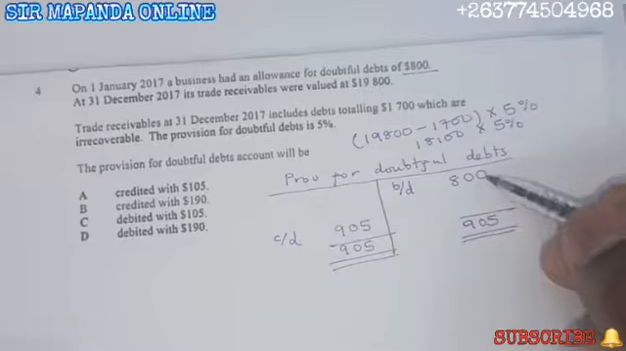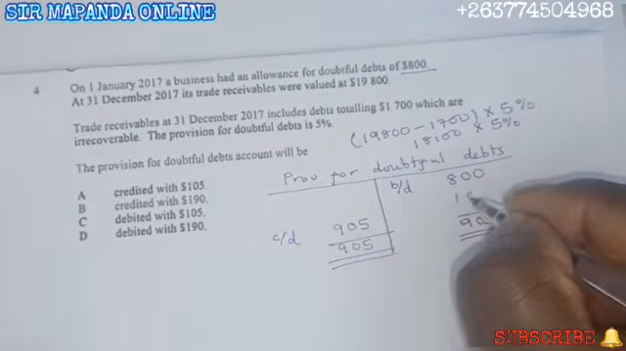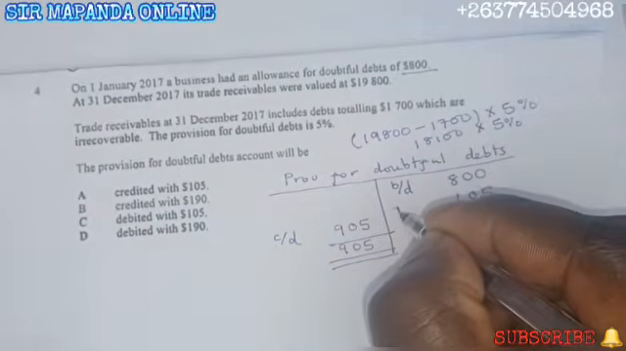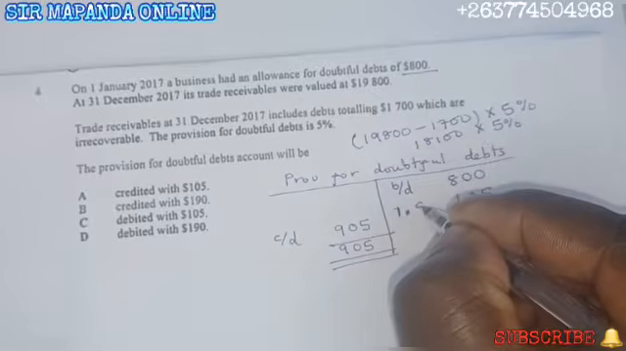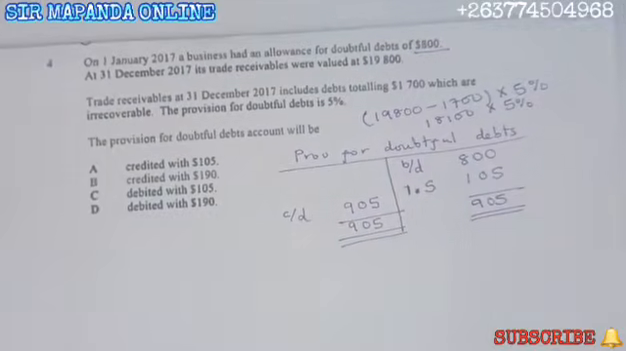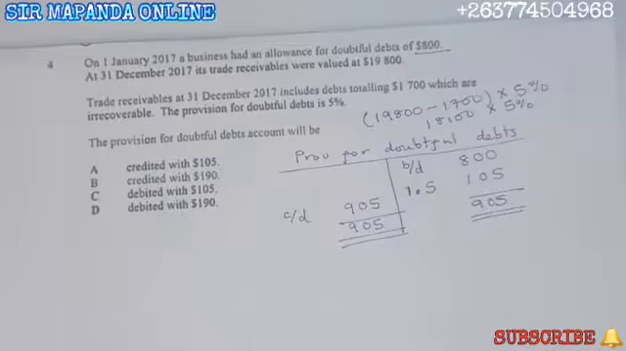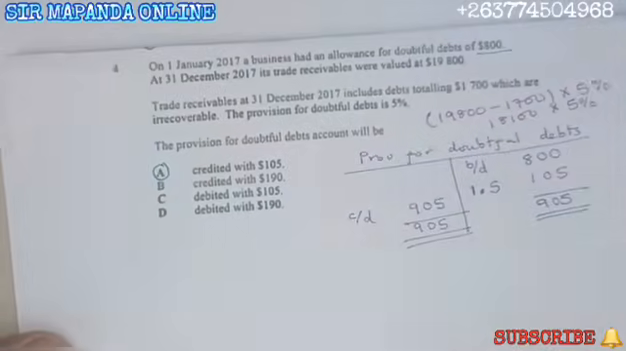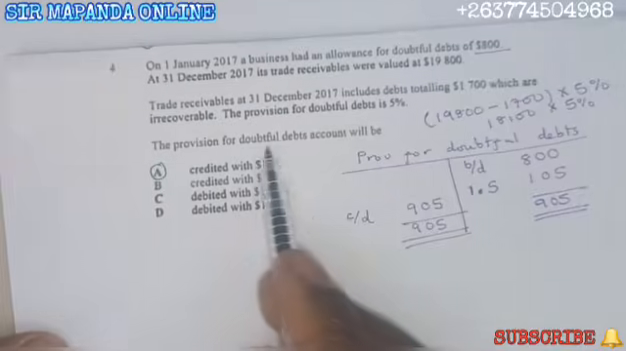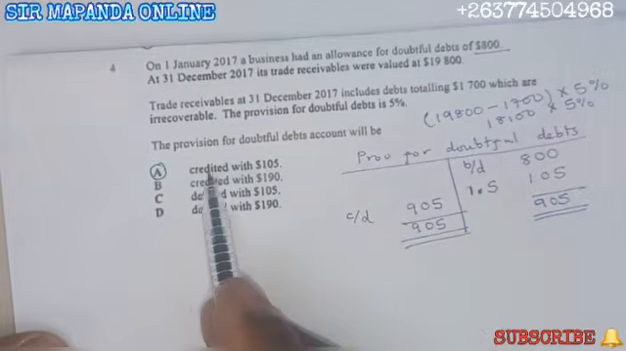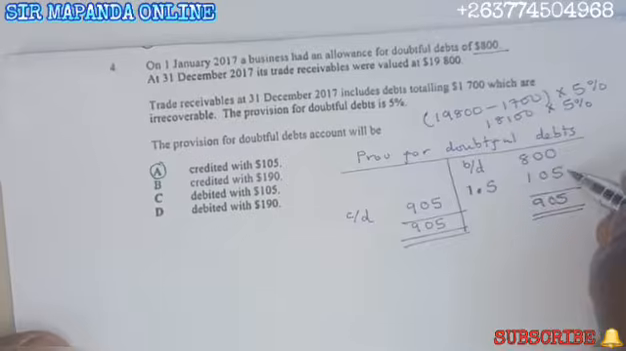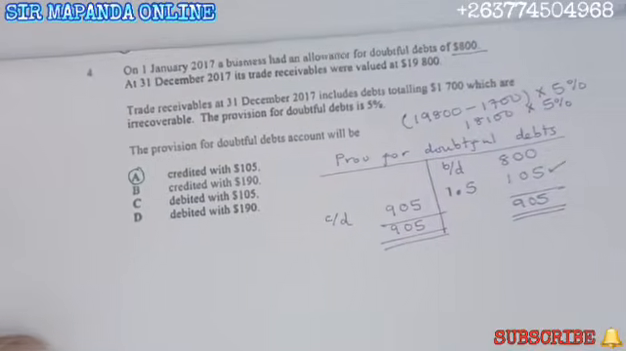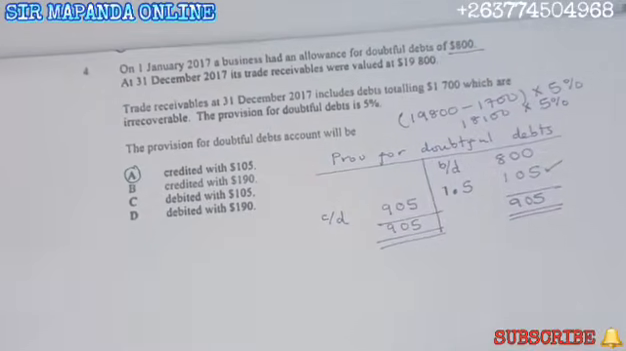What is 905 minus 800? You get 105. And this 105 is representing the income statement or the profit and loss account. So in simple terms, we are saying the answer is A. Our answer is A. Why? Because the provision for doubtful debts account will be credited with 105. And this is the 105, which is on the credit side of the account.